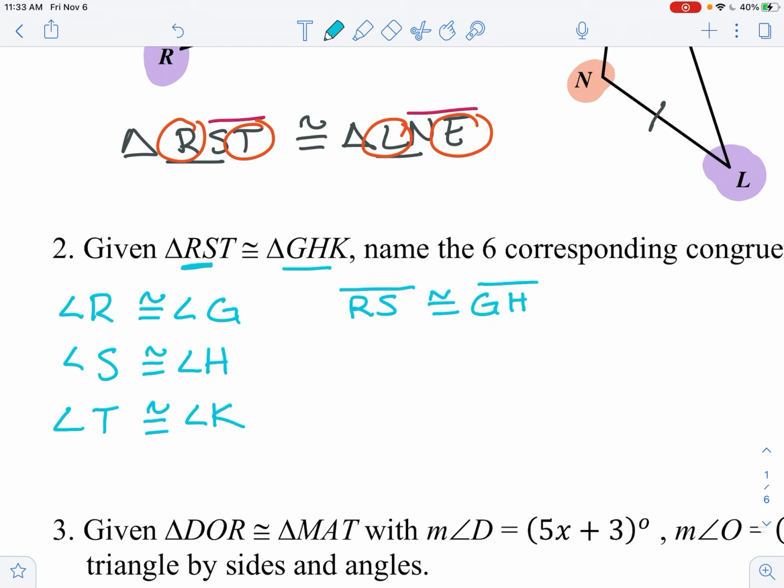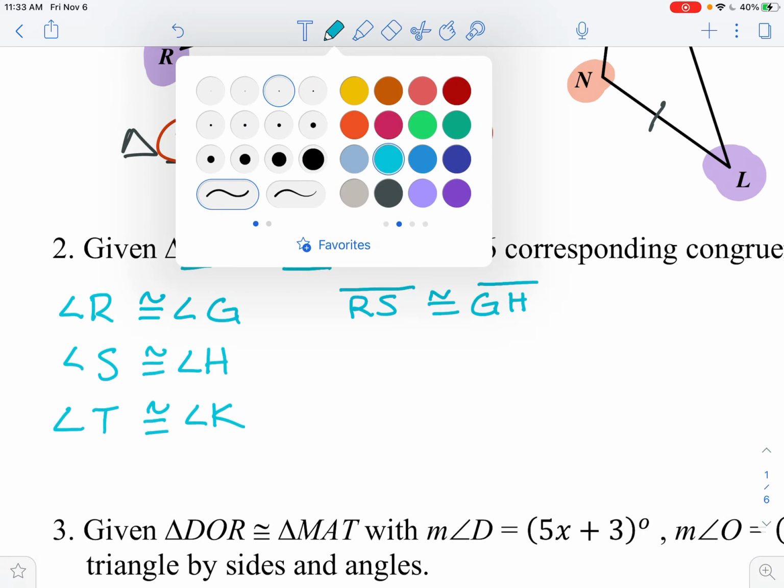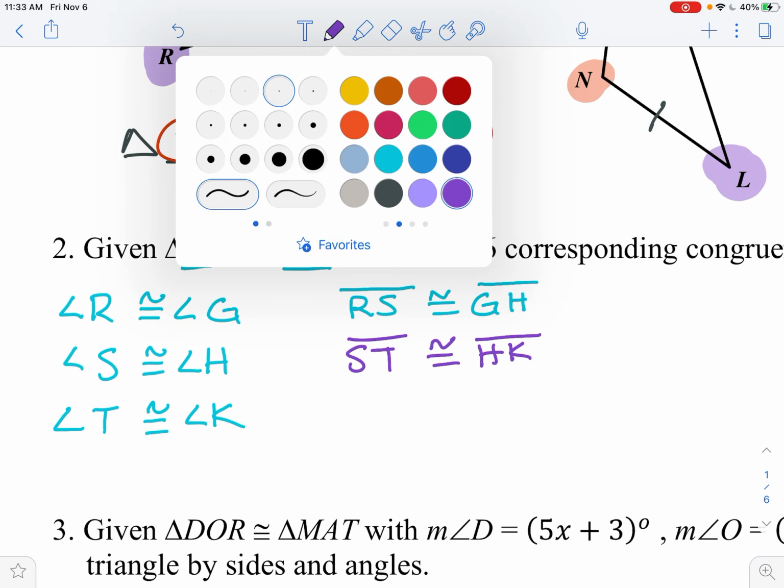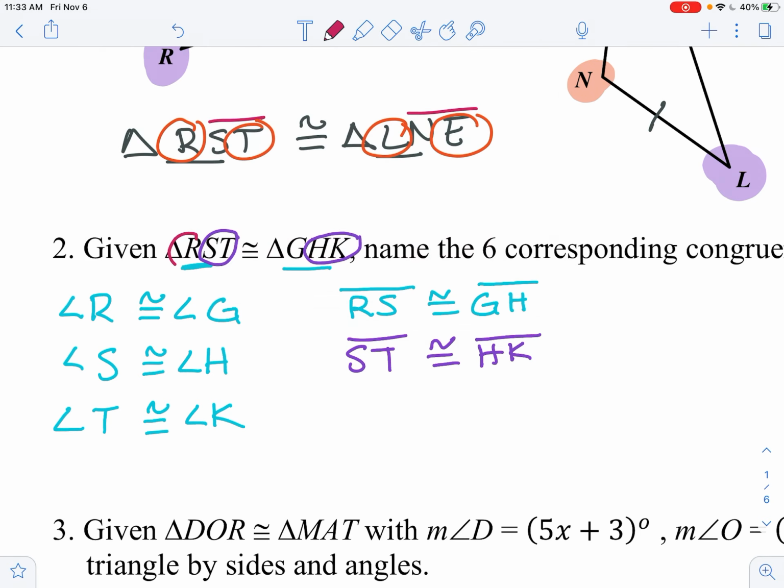So segment RS must be congruent to segment GH. Pay really close attention to your notation here, right? Segments are congruent, whereas the lengths of segments might be equal. Then I also have ST and HK. So segment ST is congruent to segment HK. And then last but not least, R to T. So segment RT is congruent to segment GK.